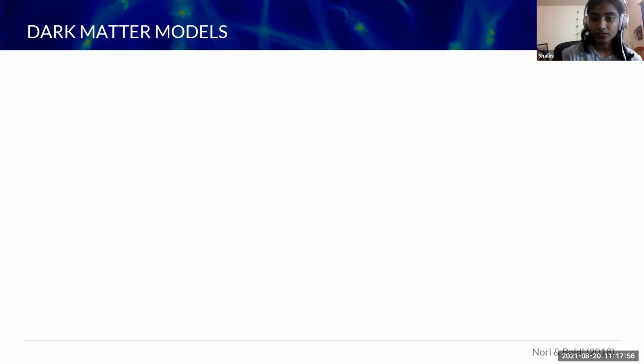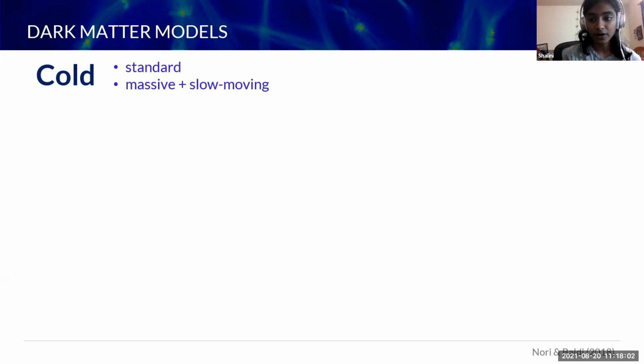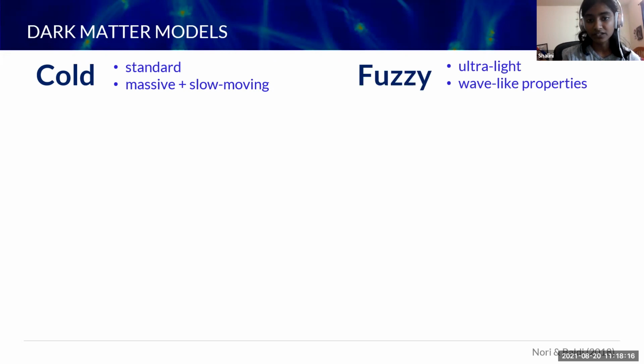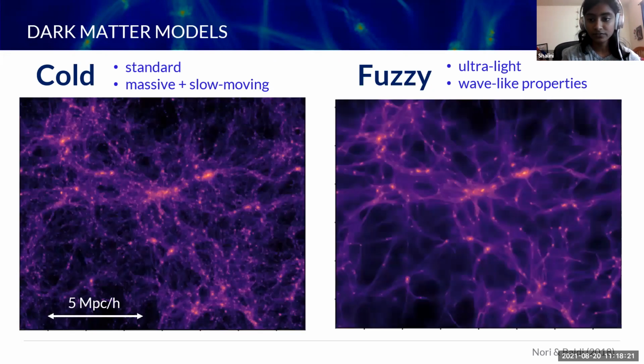The most prevalent model is called the cold dark matter model, which is made of these cold, massive, and slow-moving particles. But physicists have also hypothesized the existence of fuzzy dark matter, which is made of these ultralight particles that behave in a quantum fashion, and this gives it wave-like properties on galactic scales. And if you run simulations using each of these different models, like we saw before, you'll get pretty similar results. At first glance, these dark matter distributions might look identical in terms of their filamentary and clumping structure.